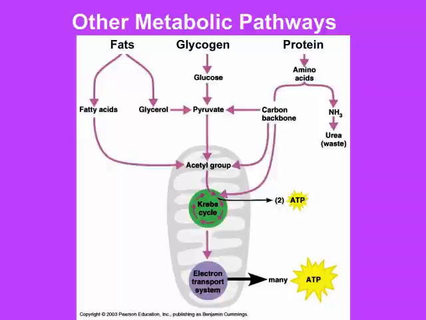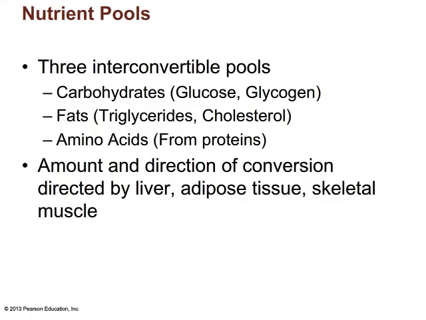molecules that we eat. So you should know by now that there are 3 macromolecules that the body can use to extract energy. These include carbohydrates, fats, and amino acids. In general, the body will try to burn carbohydrates first, and then fats, and if we have none of these left over, we'll start to burn amino acids or proteins. And we can convert each of these molecules into other molecules. For example, we can convert a carbohydrate into a fat if there's excess carbohydrate in the body. And the amount and direction of this conversion is directed by the liver, the adipose tissue, and also skeletal muscle.